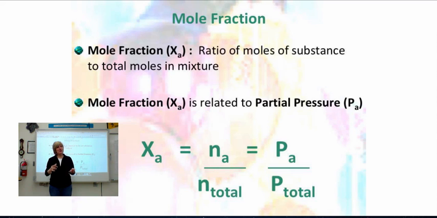The mole fraction is related to the partial pressure. Mole fraction is a strange little X that looks like this. So the mole fraction of a gas is equal to the moles of that gas over the total moles present in the container. The partial pressure of the gas divided by the total pressure of the gas is directly related to the moles. The pressure exerted is directly related to the moles. So we can use the relationship that the mole fraction is equal to either the moles over the total moles or the partial pressure over the total pressure. It's a pretty nifty relationship.